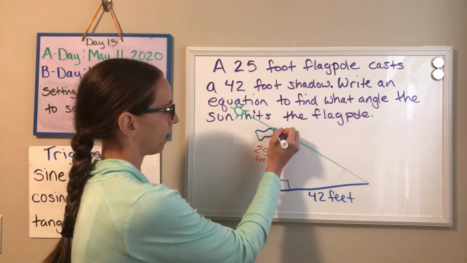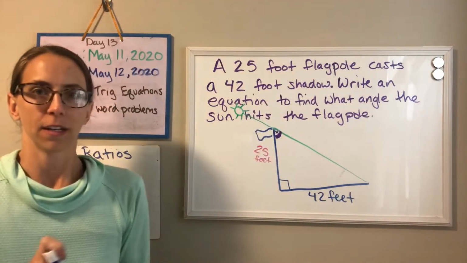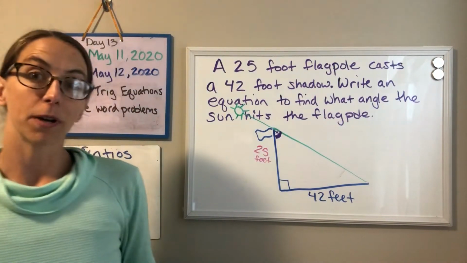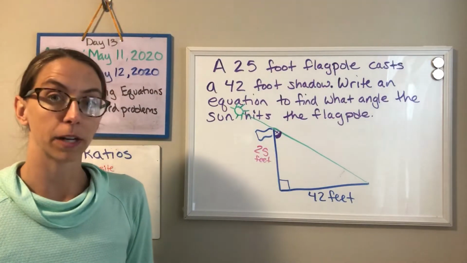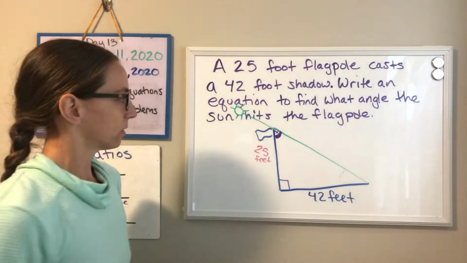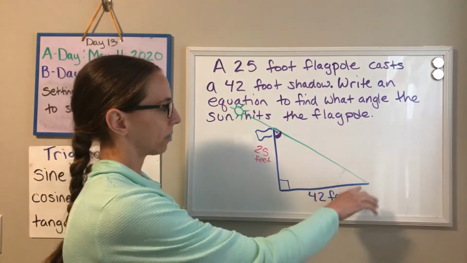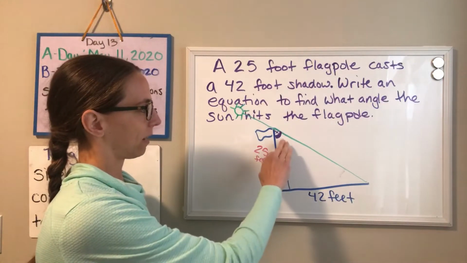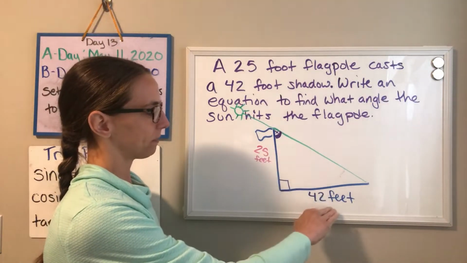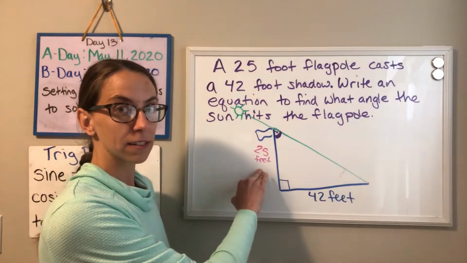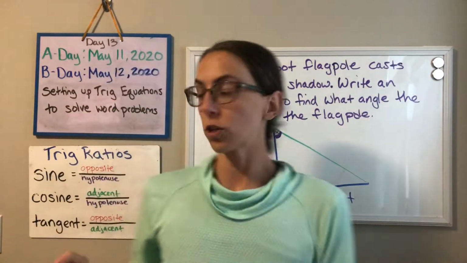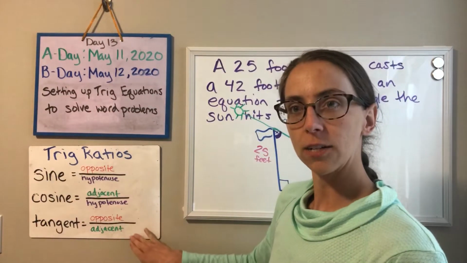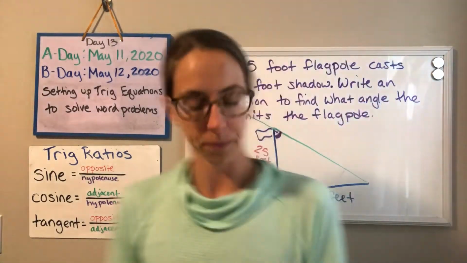We'll call that x. So I have to decide whether I have to use the sine, cosine, or tangent function to figure out what x is. So in this triangle, I notice that I have the opposite and the adjacent sides to this angle. I don't know what the hypotenuse is, which means if I have opposite and adjacent, I'll be using the tangent.